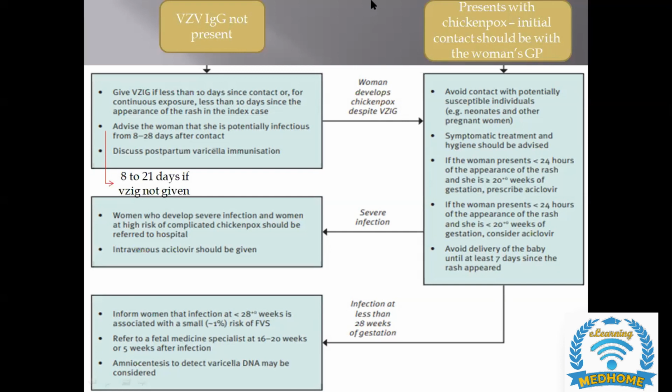So the first contact of the patient is with the GP, and he will advise her to avoid contact with potentially susceptible individuals like pregnant women and neonates. Always these are susceptible or compromised individuals. Symptomatic treatment and hygiene measures will be told to her. If the patient is more than 20 weeks pregnant and less than 24 hours have passed since the appearance of the rash, then we can prescribe acyclovir.